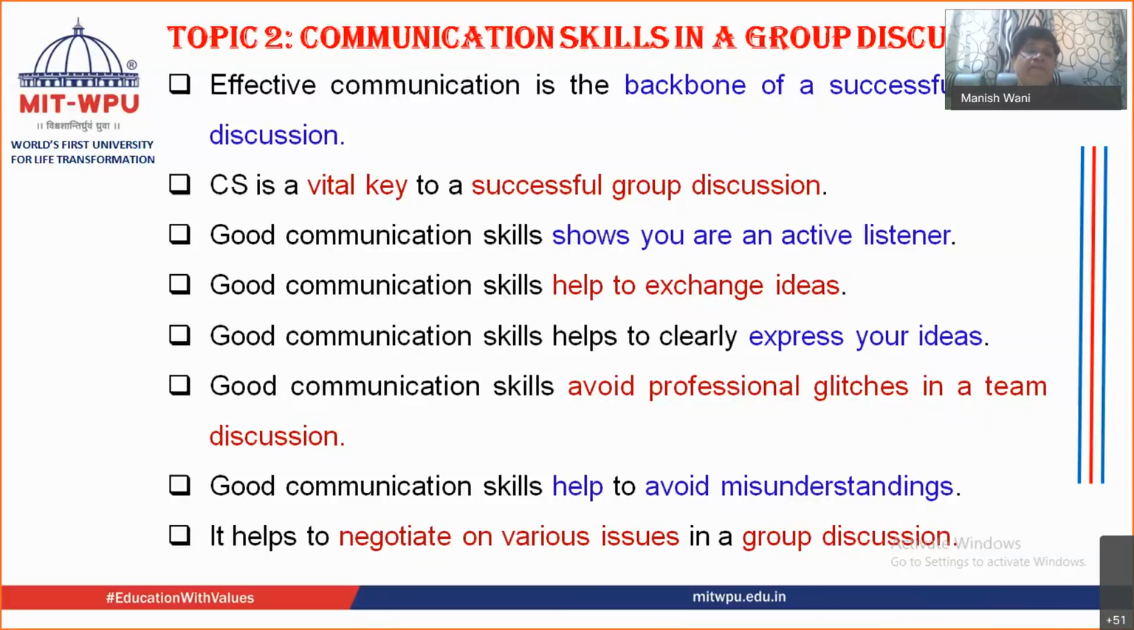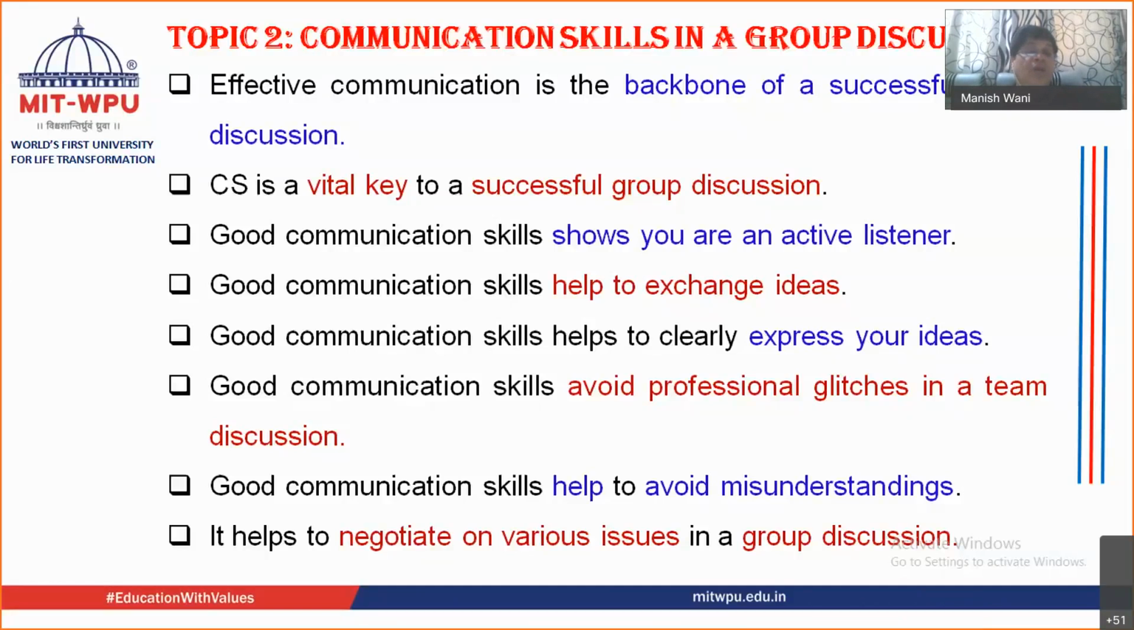It avoids professional glitches in a team discussion. There are many chances that if you do not have a good communication skill, and you say something, the other person may not take it in the right way because you have gone wrong in communication.